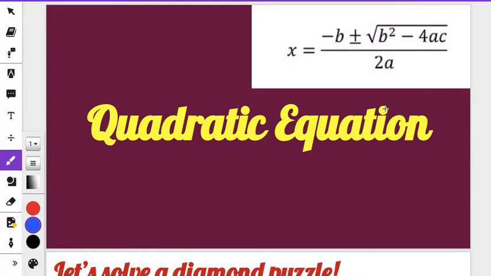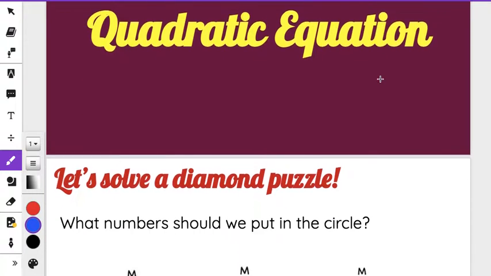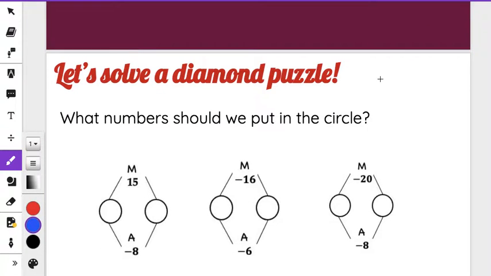In this video, we are going to look at a new equation and see what method we can use to solve it. Before we come to the solution part, let's check a quick diamond puzzle.